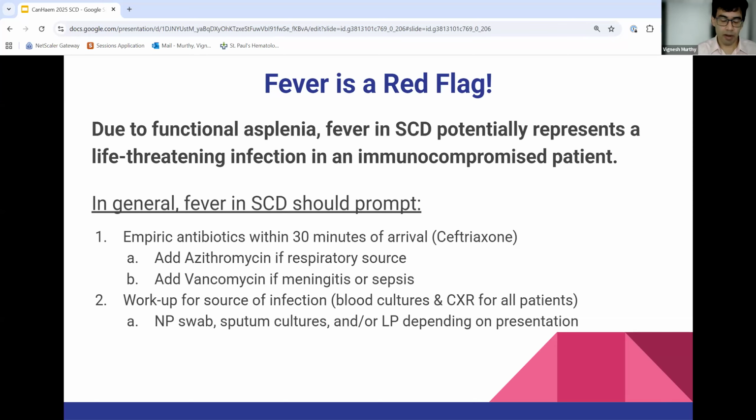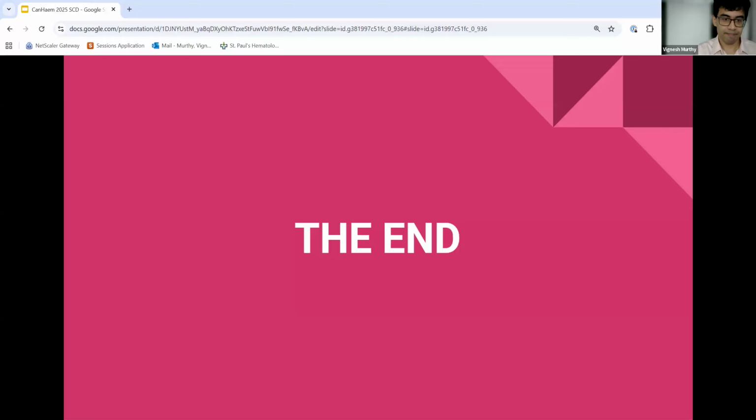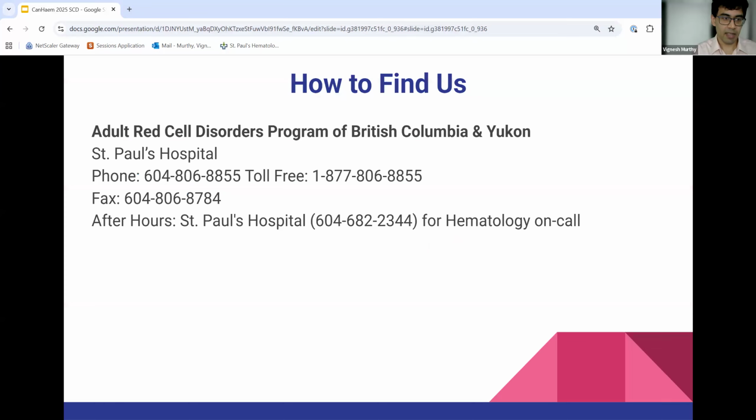So one, empiric antibiotic, ceftriaxone upfront, and then considering azithromycin or vanco in the appropriate situation. Absolutely blood cultures and a chest x-ray for everybody, plus or minus other infectious investigations depending on the presentation. And potentially an admission depending on what you find. That was very brief, but that is all I have to share today.